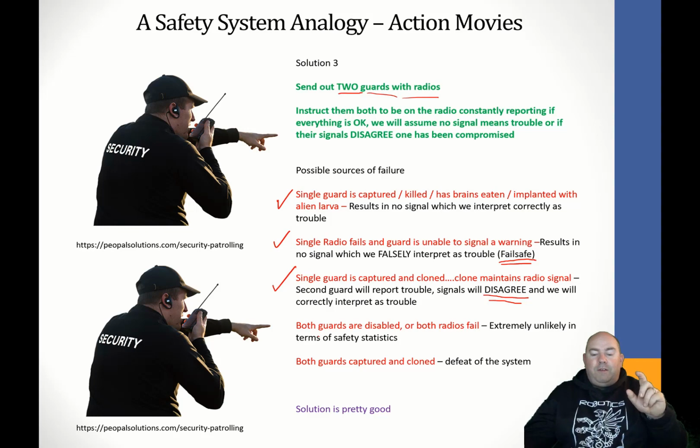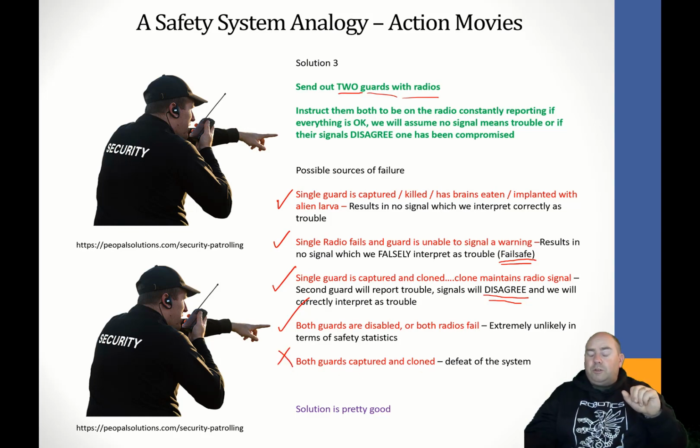And in the event that both guards were to be disabled at the same time, or both their radios failed, this would actually be an extremely unlikely situation. In terms of practicality of safety, the statistical chance of this happening is so minimal that we don't consider it to be viable. So we say that will statistically not happen. So we are okay with that. Now the one thing that could happen here is if both guards were captured and cloned, that could actually defeat our system. So that would be a problem there.